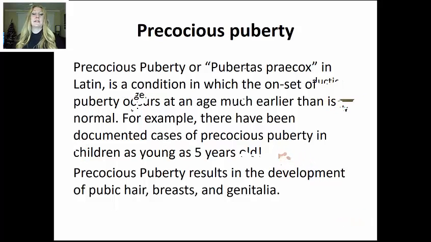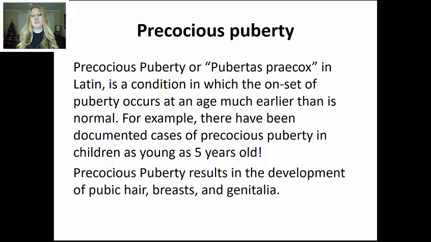Precocious puberty is a condition in which the onset of puberty occurs at an age much earlier than is normal. For example, there have been documented cases of precocious puberty in children as young as 5 years old. Precocious puberty results in the development of pubic hair, breasts, and genitalia. There are several disorders that can lead to precocious puberty. For this reason, precocious puberty is broken down into two distinct groups based upon its cause.